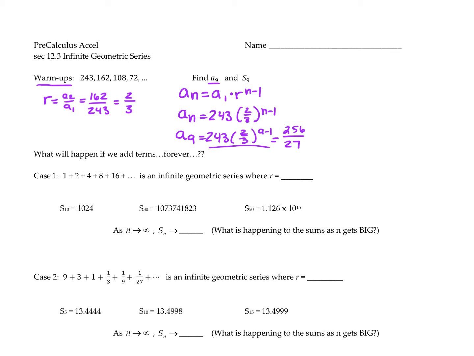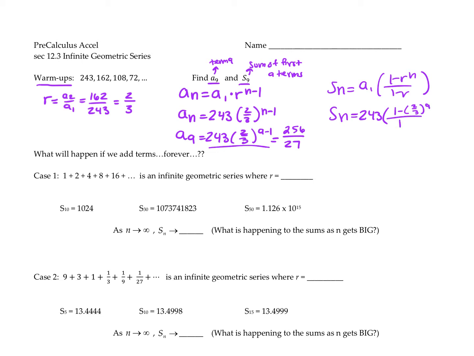Then they want me to find S9. So what that means is this means term 9. S would be the sum of the first 9 terms. So my sum formula is a1 times 1 minus r to the n over 1 minus r. So 243 times 1 minus 2/3 to the 9th over 1 minus 2/3. And so then I would get 19,171 over 27 as the sum of those first 9 terms.